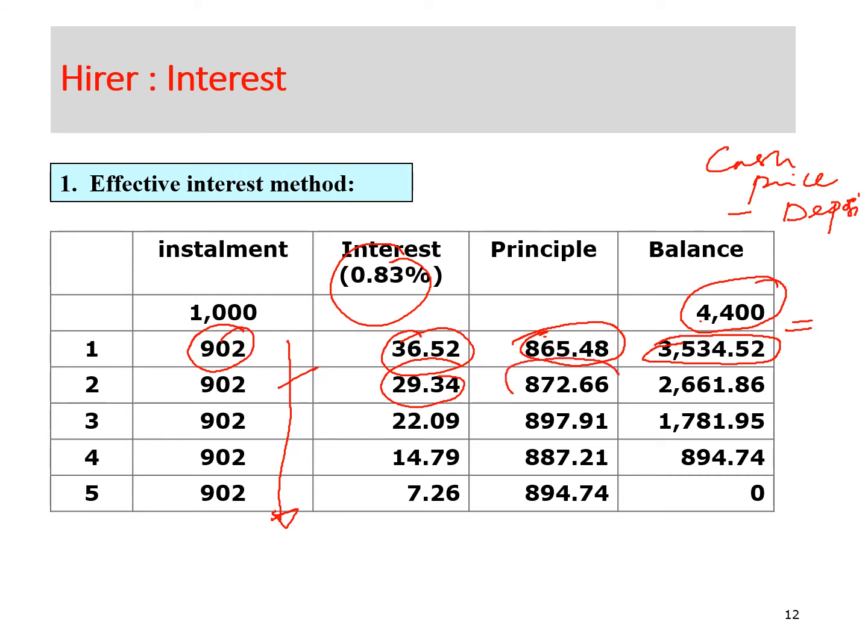Then you take the installment minus your interest. That would be the portion for the principal. Then you take the previous month carrying amount, you minus the principal, you will get the new carrying amount, which is 2661.86. So at the end of the installment, which is at the end of period 5, the balance will become 0. If you add all these interests together, you will get the total interest of 110.